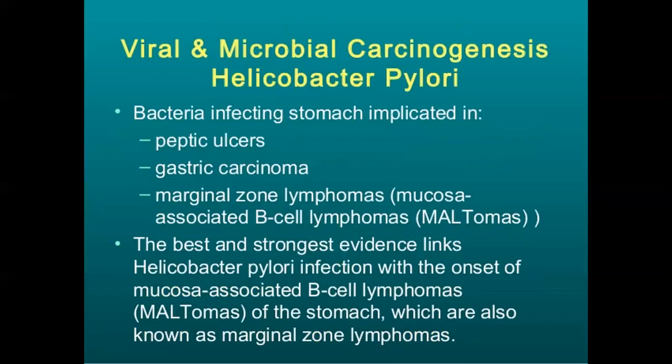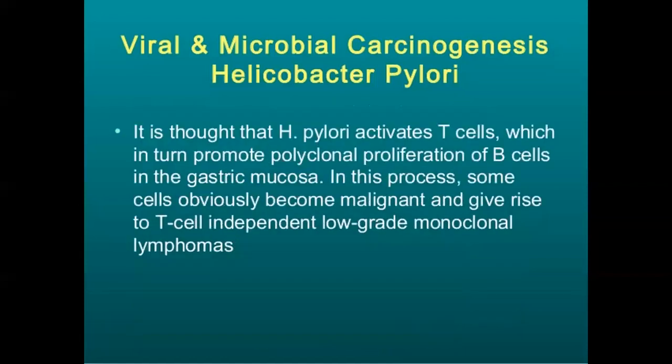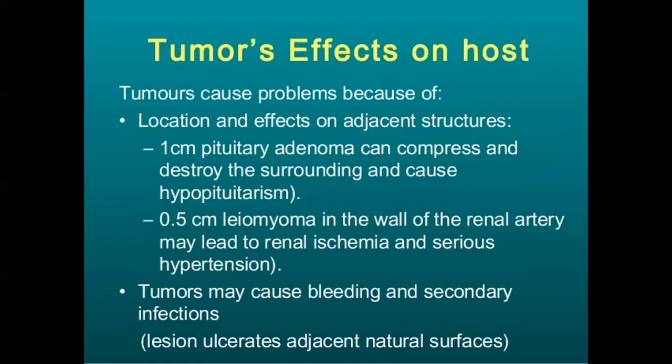Bacteria infecting the stomach are implicated in peptic ulcer, gastric carcinoma, marginal zone lymphomas, and mucosa-associated B-cell lymphomas. The best and strongest evidence links Helicobacter pylori infection with the onset of mucosa-associated B-cell lymphomas of the stomach, which are also known as marginal zone lymphomas. It is thought that H. pylori activates T cells, which in turn promote polyclonal proliferation of the B cells in the gastric mucosa. In this process, some cells become malignant and give rise to T cell independent low grade monoclonal lymphomas.